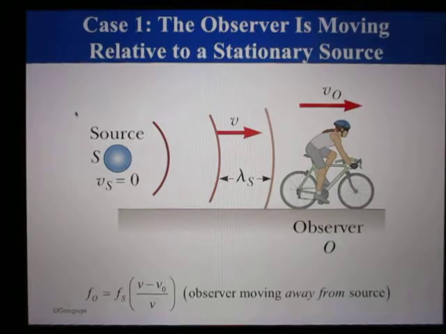When the observer is moving away from a stationary source, the observed frequency decreases, so the numerator will be replaced by v minus v sub O. That's v sub O for v observer.